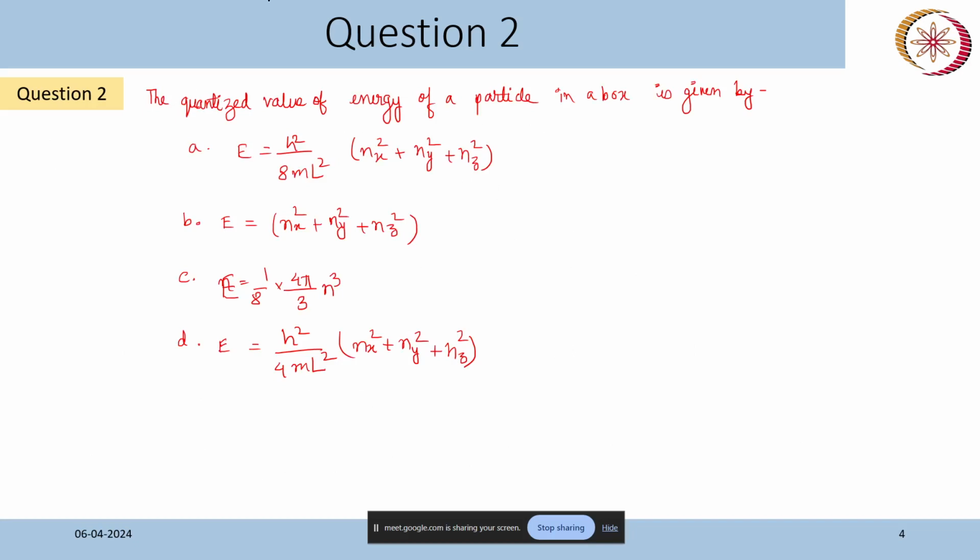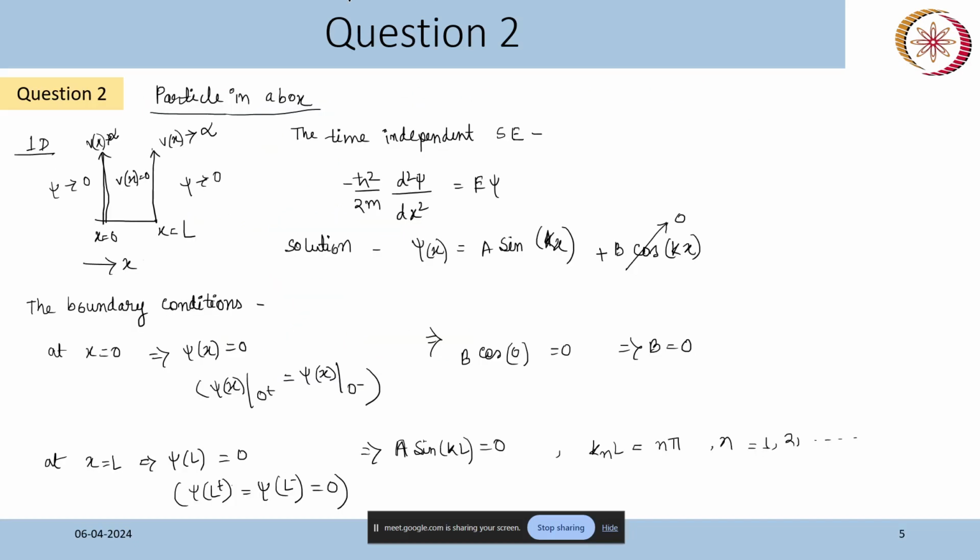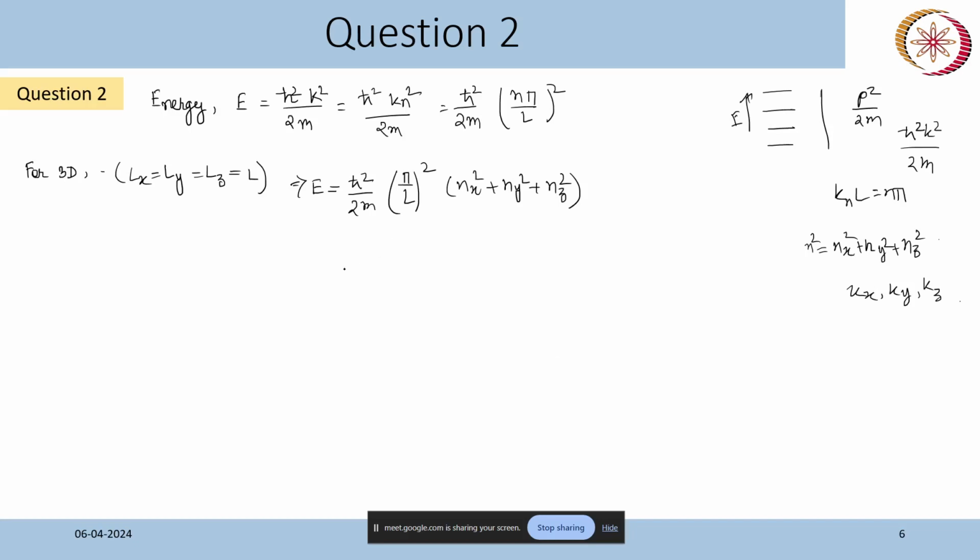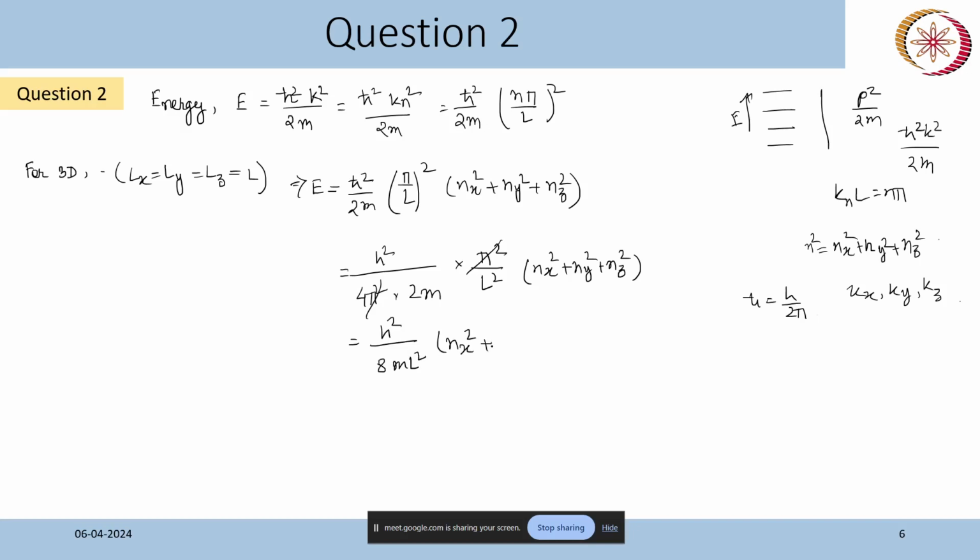In the question it is given in terms of h, Planck's constant, not h bar, so I will change it. h bar is h by 2 pi, so h bar square will be h square by 4 pi square, into twice m into pi square by L square, times nx square plus ny square plus nz square. The pi square gets cancelled, so this is h square by 8 m L square, times nx square plus ny square plus nz square.